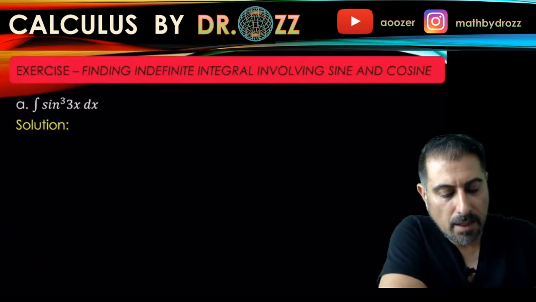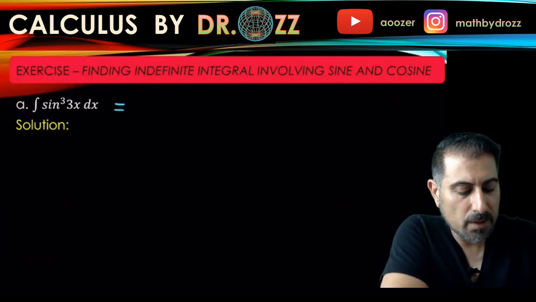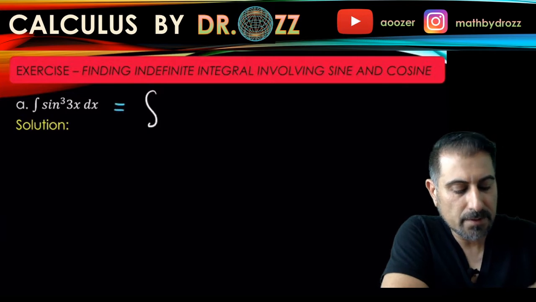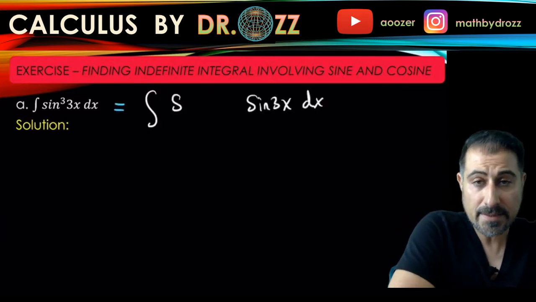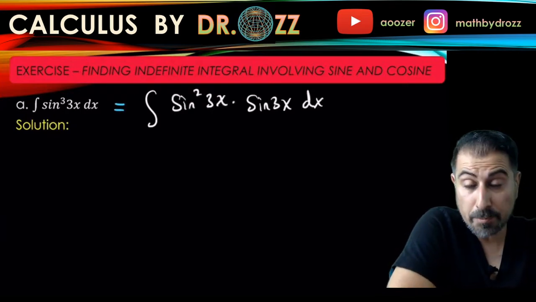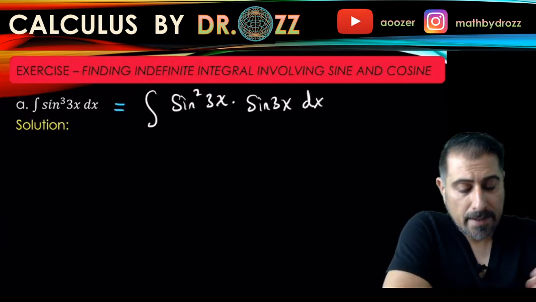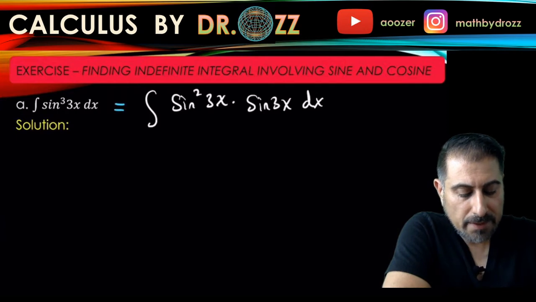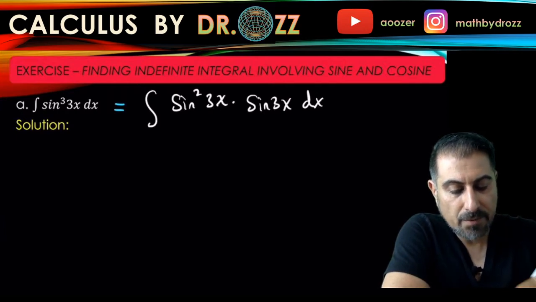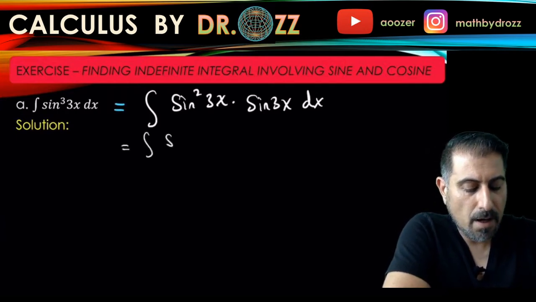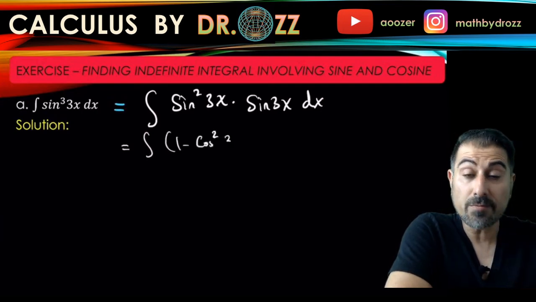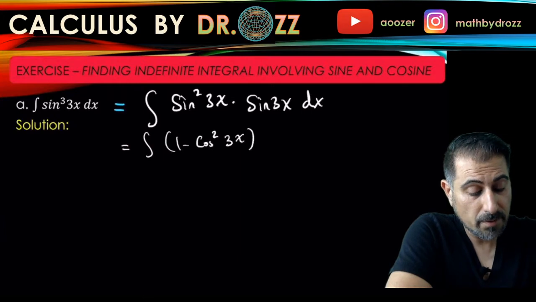So I'm going to save one sine function for this, and sine squared 3x is going to stay as is. Eventually, we have sine cubed x anyway, right? And I am going to replace sine squared 3x by 1 minus cosine squared 3x by using the Pythagorean theorem.